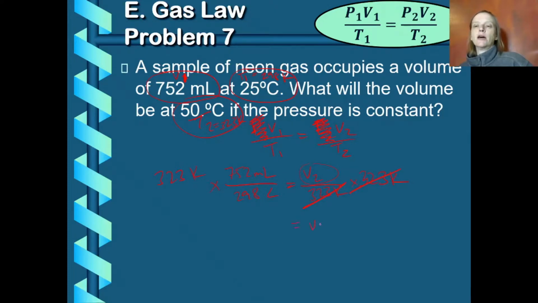Those values cancel out, and I'm left with a big multiplication problem here. But the Kelvin and the Kelvin cancel out, and the only units I'm left with are milliliters. According to my calculator, I get an answer of 815.0872, but I'm only going to report my answer to 3 sig figs, so just 815 milliliters.